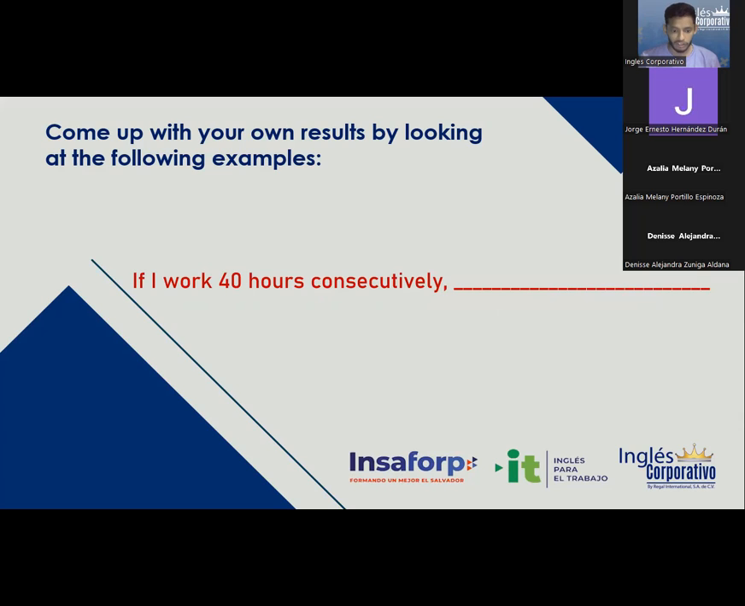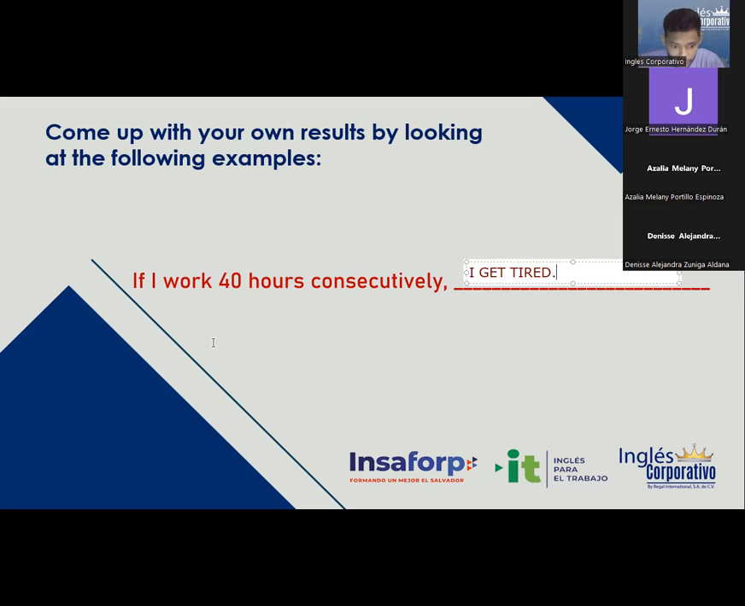If I work 40 hours consecutively, wow, 40 hours. If I work 40 hours consecutively, guys, what is the obvious result? I get tired. Me canso, right? I get sleepy, but the most obvious result is I get tired. Si trabajo 40 horas consecutivamente, me canso. Okay? Yes. If I work 40 hours consecutively, I get tired.